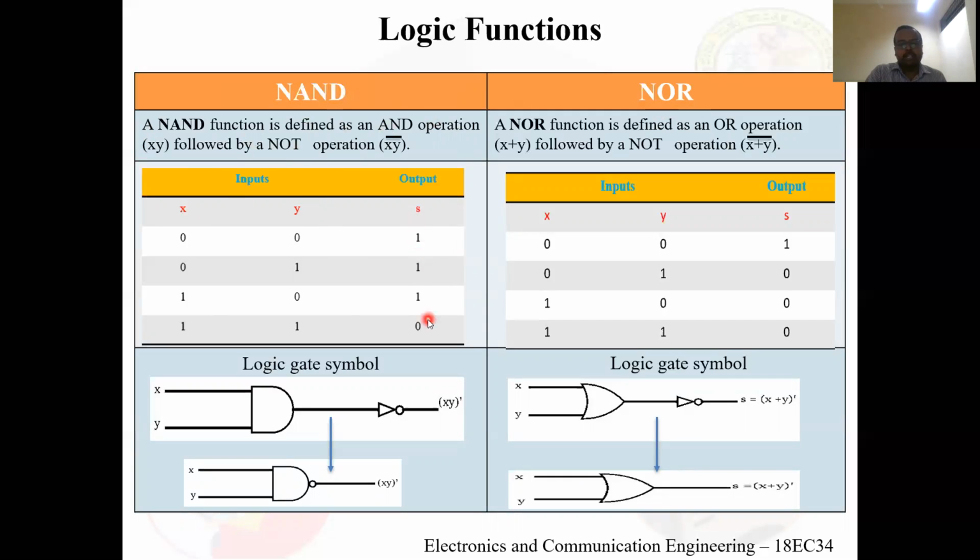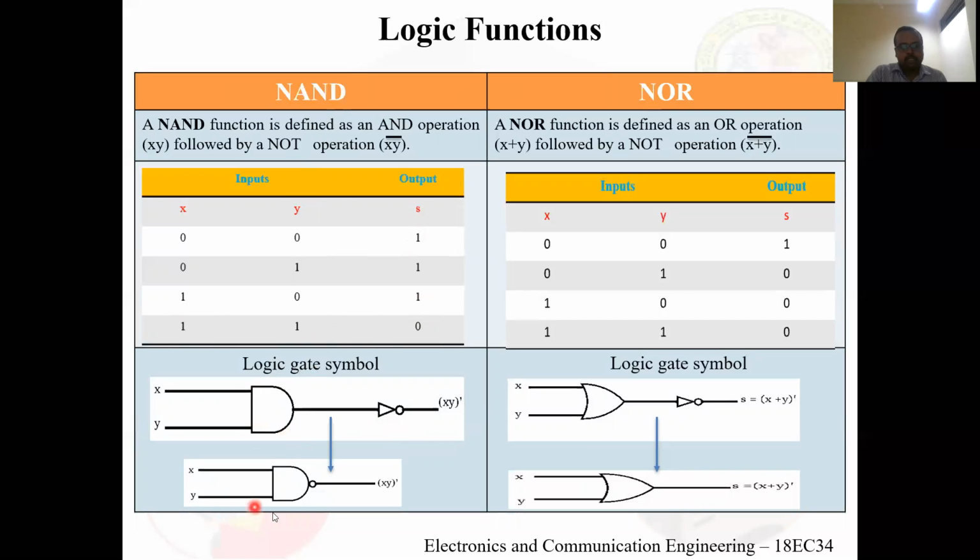For the rest of the combinations, it is 0. So when I take the complement of that, what do you get here? 1, 1, and 1. And for this one, when both X and Y are 1, the output is 0 for the NAND operation. As I said here, the NAND is nothing but what? An AND operation followed by an inverter.